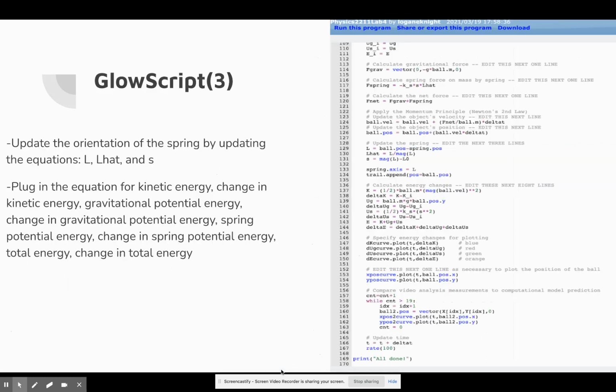So for our next step, we plugged in L hat, L, and S again for an update in the orientation of the spring. So we updated those equations. And then we plugged in our change in energy equations, such as our delta K value, our delta potential energy of gravity value, our delta potential energy of the spring value, and our delta of the total energy.